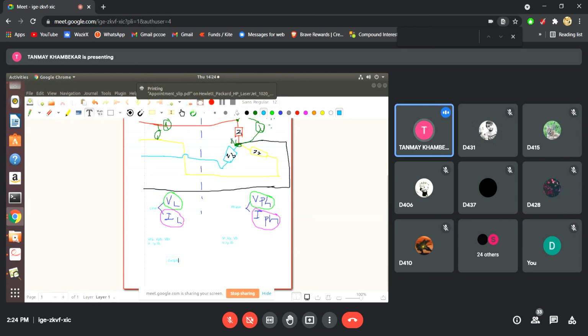Yes, ma'am. And we have to derive the relation between line voltage and phase voltage. That relation we will derive in theory. Right now I will directly tell you the relation. The relation is line voltage is √3 times phase voltage. So this relation we will derive in our theory lecture. So in case of star, line current is equal to phase current, whereas line voltage is √3 times phase voltage. Is it clear?